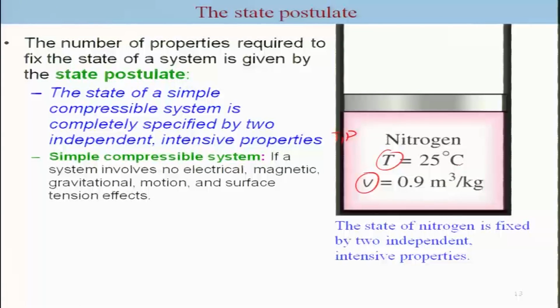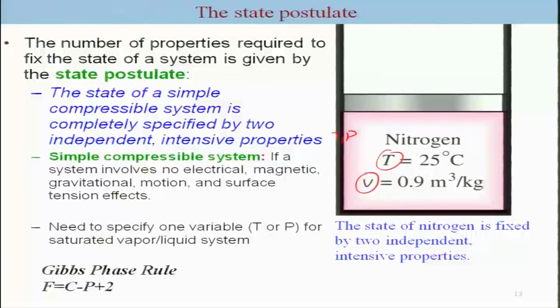Other variables are fixed for a single component system. In a formal way, the number of variables needed to define a system is given by Gibbs phase rule. This is the number of degrees of freedom required to define a system. C is the number of components of the system, P is the number of phases, plus 2. We will be discussing this part in more detail later in the course.